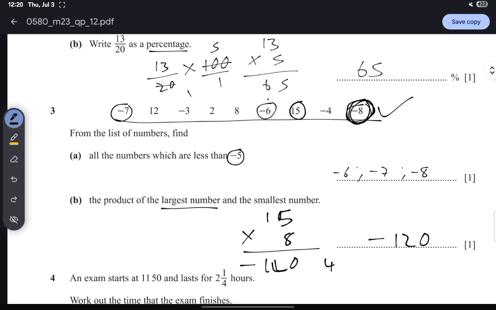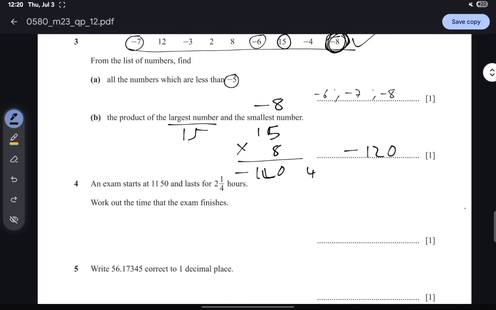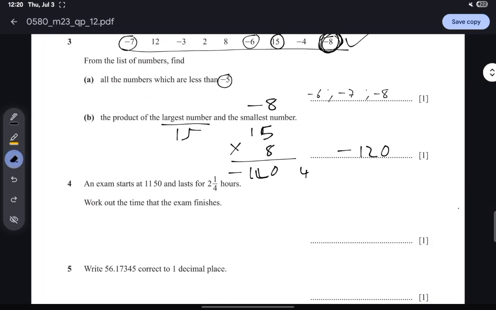When we multiply the largest number, which is our 15, and the smallest number, which is our minus 8, that's the number that is furthest to our left on a number line. That will be minus 8. Let me make some space here.